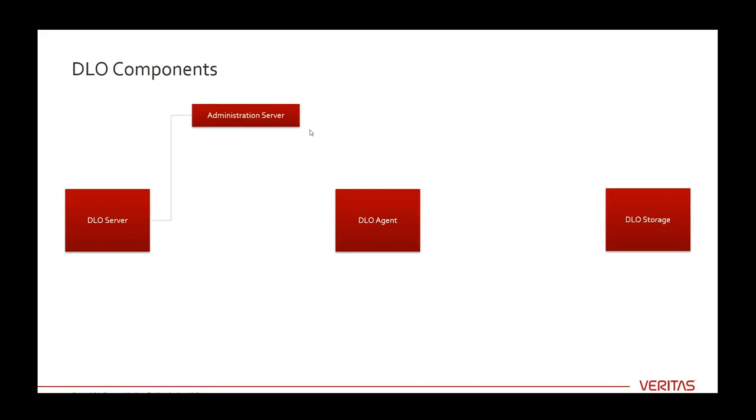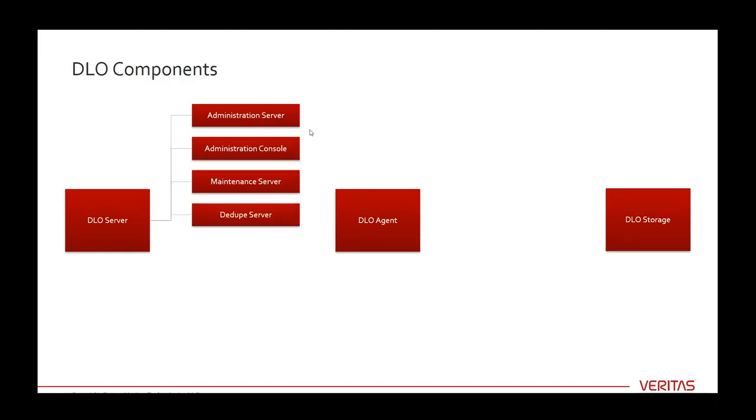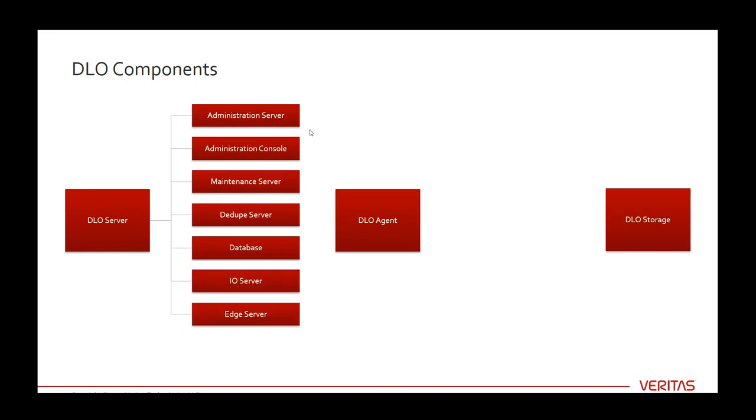So on the DLO server, you will get the administration server, administration console, and then the maintenance server, dedupe server, database, and IO server, edge server. Okay, so the IO and edge servers are the new addition actually. Edge is mainly for backup over internet.